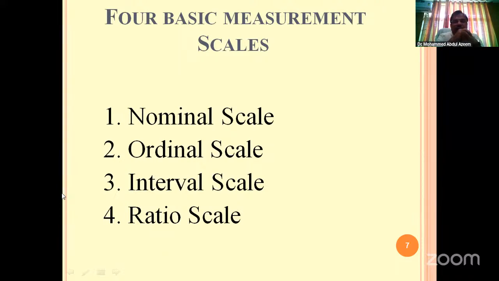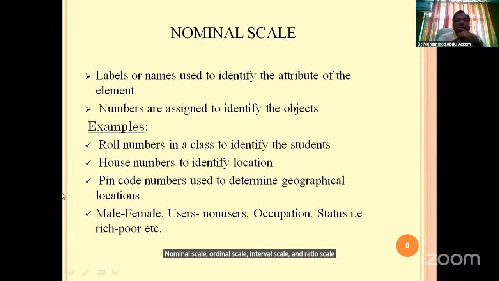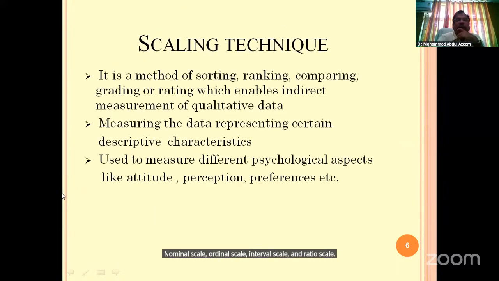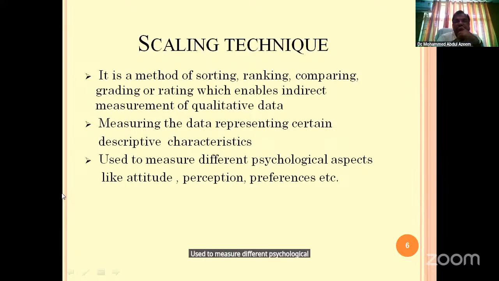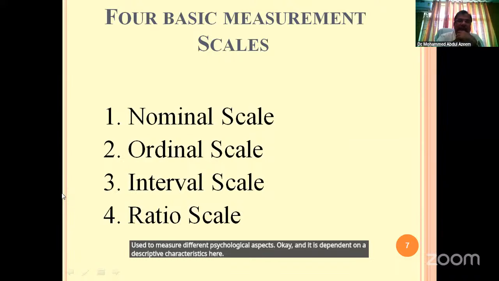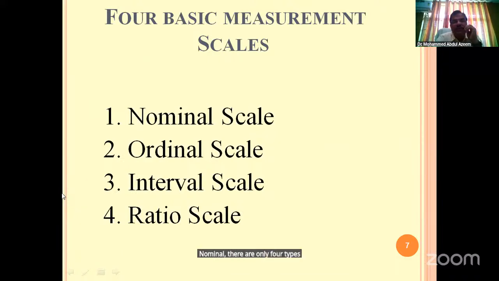Nominal scale, ordinal scale, interval scale, and ratio scale. Here, scale, as we learn, is used to measure different psychological aspects, and it is dependent on descriptive characteristics. There are only 4 types of scales. We will discuss one by one.